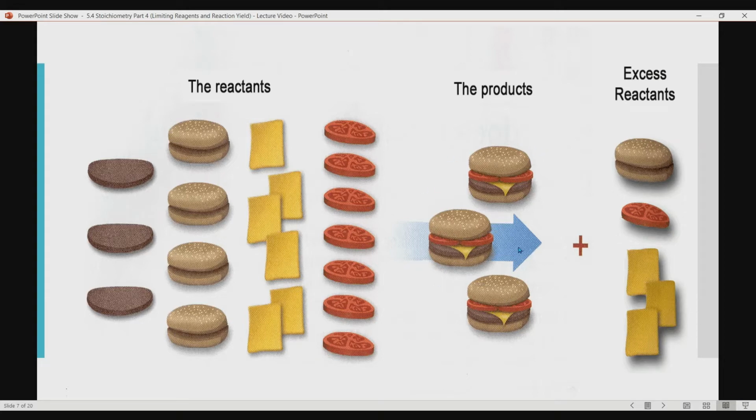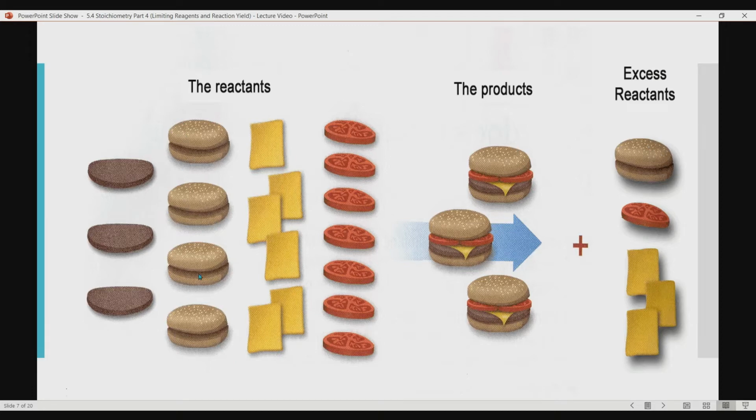Bakit 3 lang? Kasi nga, yung limiting mo ay 3 patty. Yung 3 patty na yan ang nagdikta kung gaano kadami ang magiging maximum na magiging produkto. So ngayon, ang maximum product natin ay 3 burger, kasi nga 3 ang ating limiting. And then whereas, when you join all of the reactants, or seemingly they undergo a chemical reaction, your excess are these. Ito yung mga hindi nagamit.